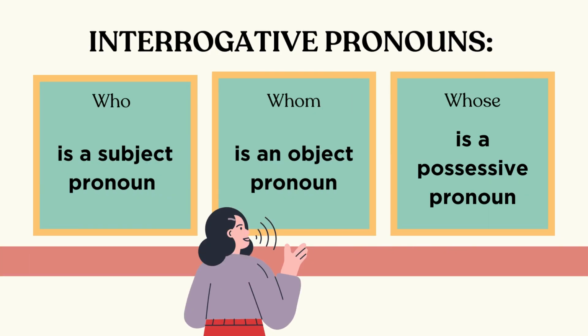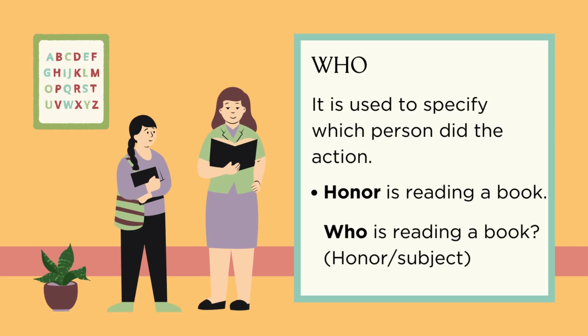Now you have to know that each interrogative pronoun acts differently in a sentence. Who is a subject pronoun, whom is an object pronoun, and whose is a possessive pronoun. Who is used to specify which person did the action. In other words, we use it to know the subject of the sentence. For example, Honor is reading a book. Who is reading a book? Honor, since it is the subject of the sentence.